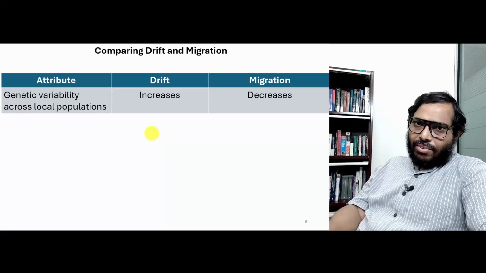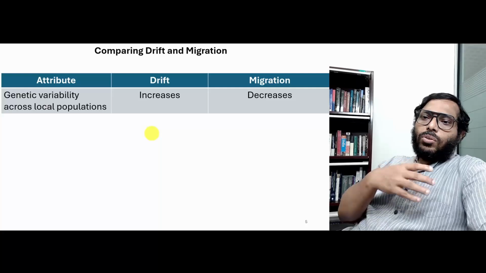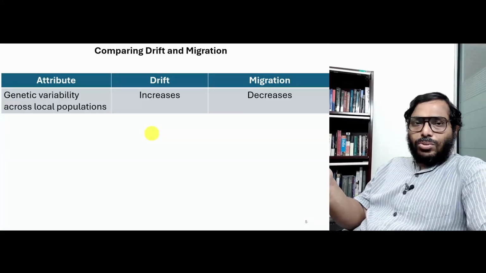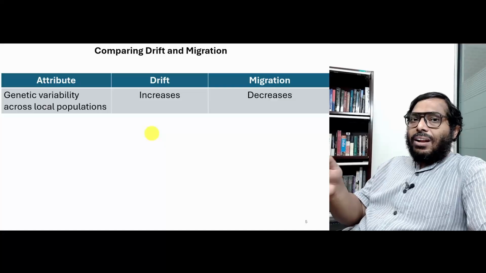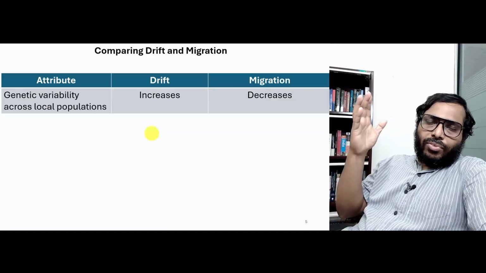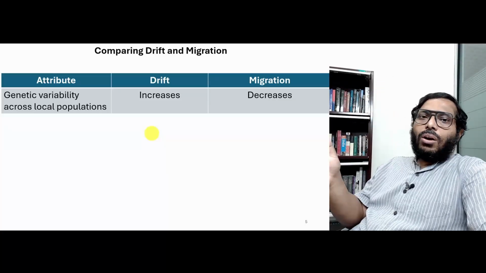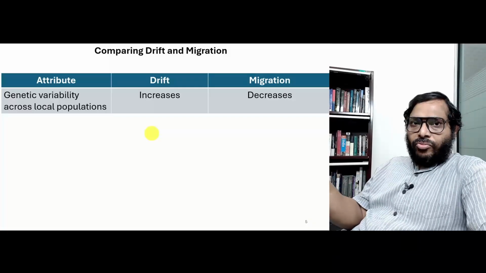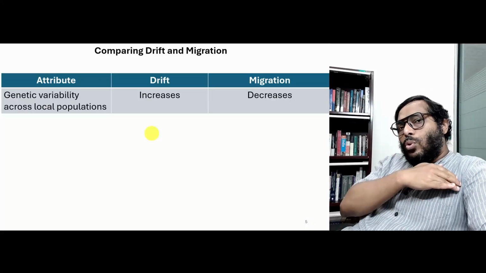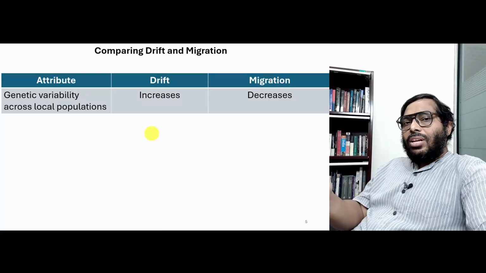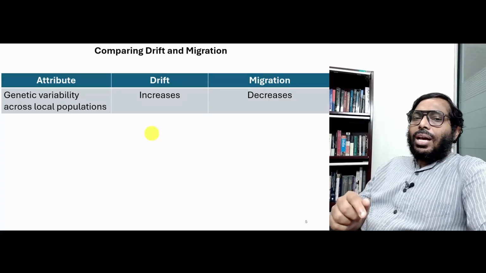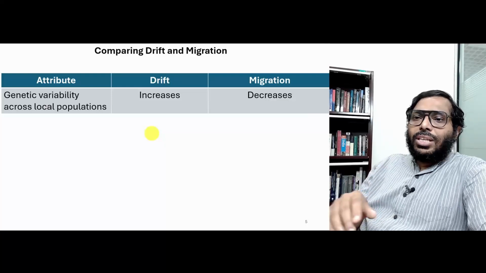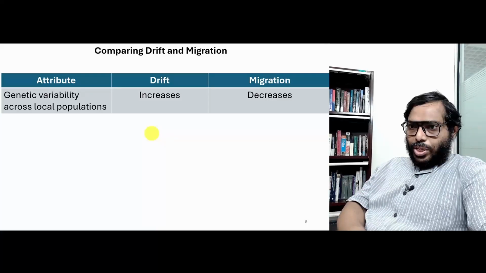So, if you compare between drift and migration, in terms of the genetic variability across local populations, drift tends to increase that variability. Why? Because you have a bunch of populations, in all of them drift is happening simultaneously, but it is a random thing. So, in some cases the allele frequencies are going up, in other cases it is going down. It is entirely possible that one allele gets fixed in the first population, another gets fixed in the second population. So, if you look across populations, the genetic variability is going up. On the other hand, migration being a homogenizing force actually ends up reducing the genetic variability across local populations.